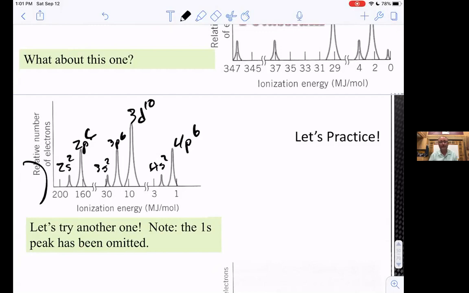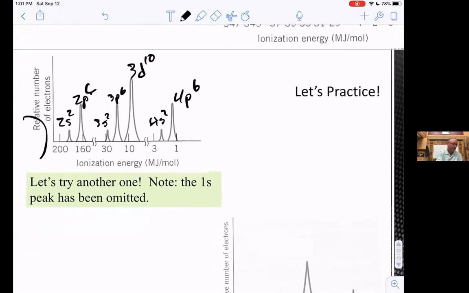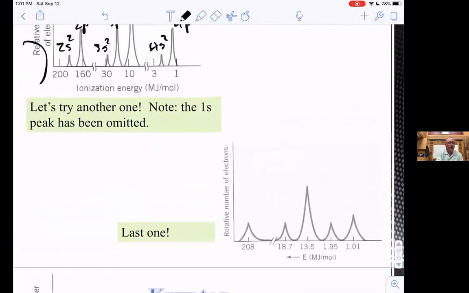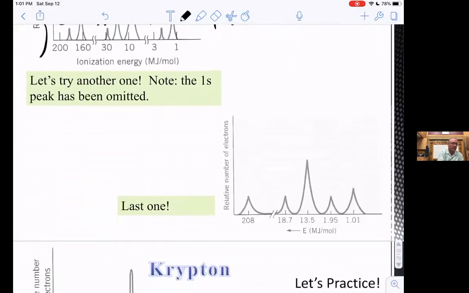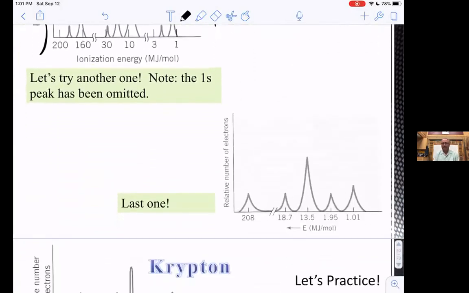Interesting, yeah? Not sure you were able to do that one, but if you were, applause. Let's go do another one. And that one, I'm sorry, I should have told you, that one's krypton. All right. So here, last one. Press pause. Give it a shot. Come back in a second.